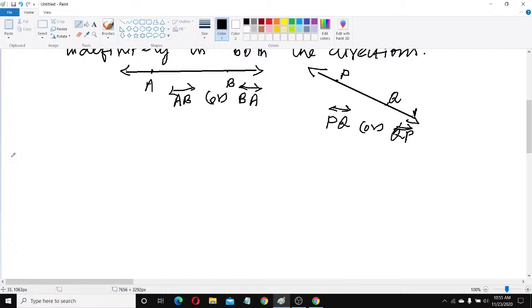Next definition, line segment. What is a line segment? Here you see this figure. How do we draw the line segment? See this figure.